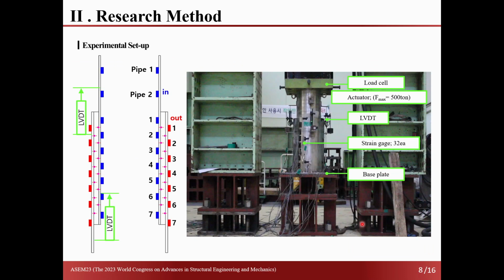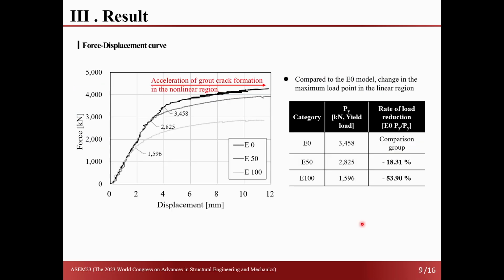LVDTs were installed both above and below to measure relative displacement. And a 500-ton actuator was employed, secured to the base plate. Looking at the force-displacement curve, we can observe the yield load for each test specimen.